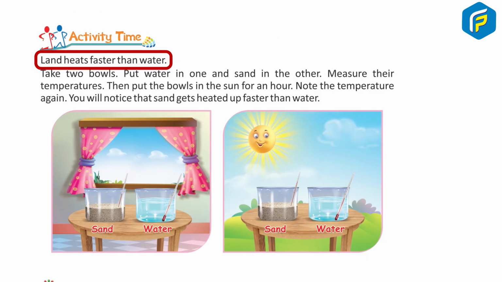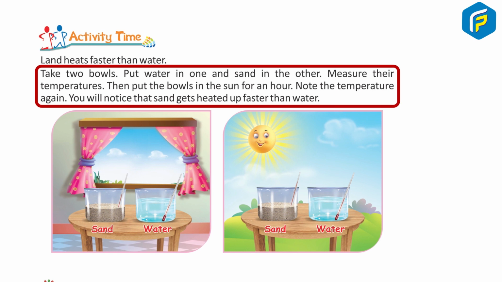Activity time. Land heats faster than water. Take 2 bowls, put water in one and sand in the other. Measure their temperatures, then put the bowls in the sun for an hour. Note the temperature again. You will notice that sand gets heated up faster than water.